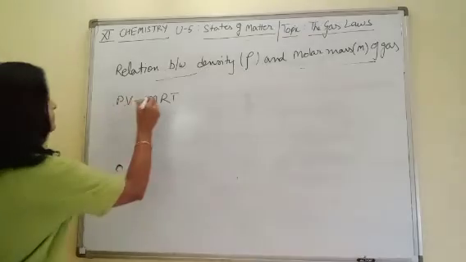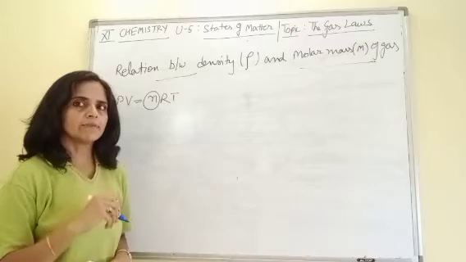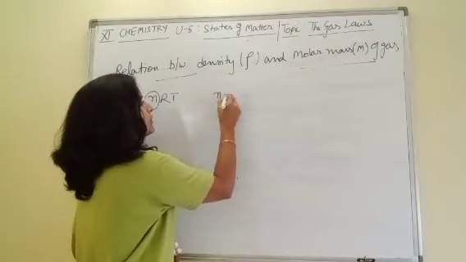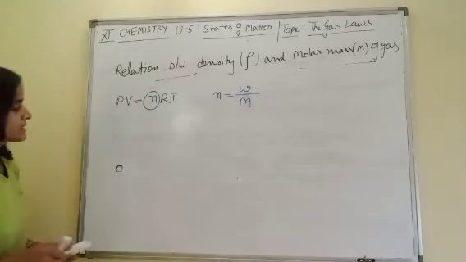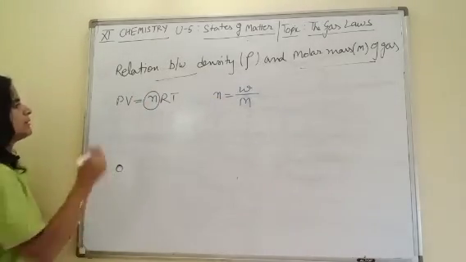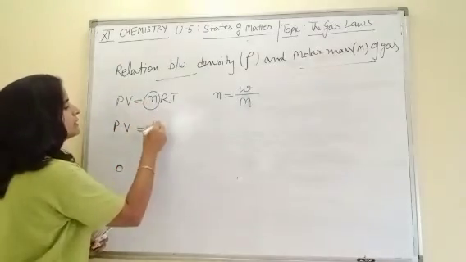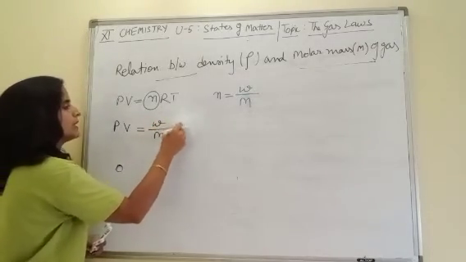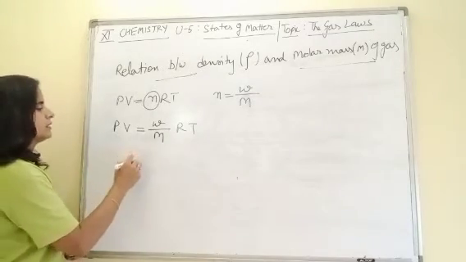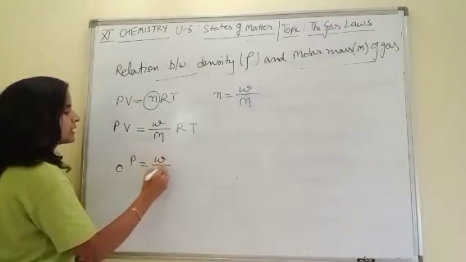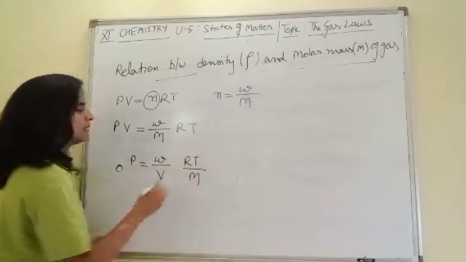Now in this equation, we substitute the formula to calculate n. n is number of mole, and we know number of mole equals given mass divided by molar mass. So if I substitute this value here, I will be having PV equals, at the place of n, given mass divided by molar mass, RT. Or rearrange the equation, P equals given mass divided by volume, RT by M.